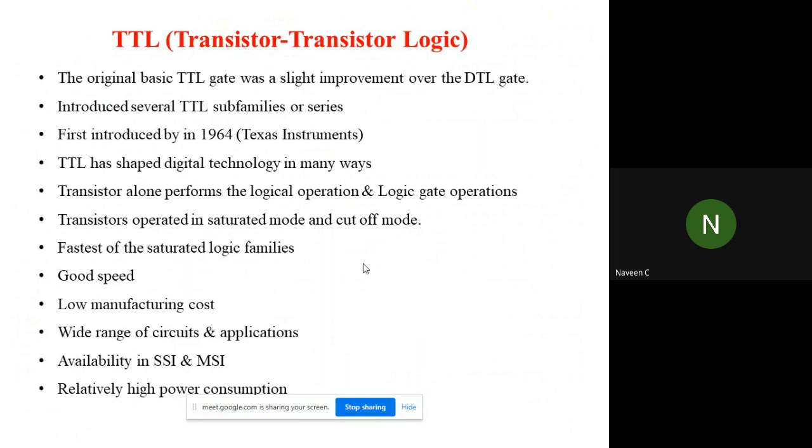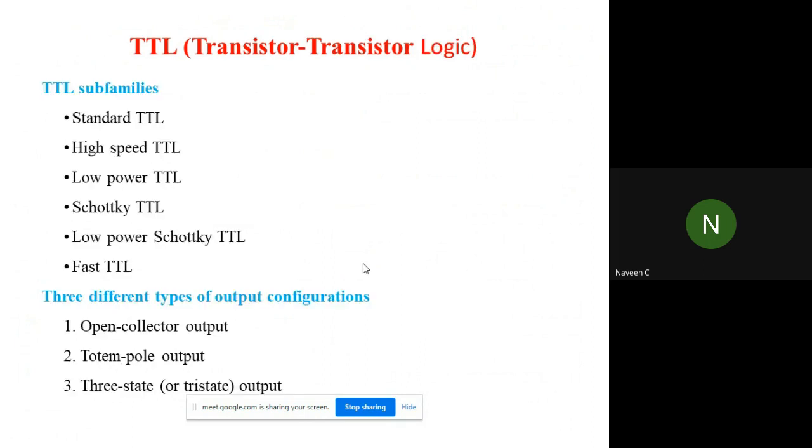As I said before, the disadvantage of the previous case is that it is very slow. This will be fast, with low manufacturing costs, and available in small scale integration and medium scale integration chips. But compared to others, it is high power consuming, because we'll have multiple emitter terminals. TTL subfamilies are standard TTL, high speed TTL, low power TTL, Schottky TTL, low power Schottky TTL, and fast TTL.